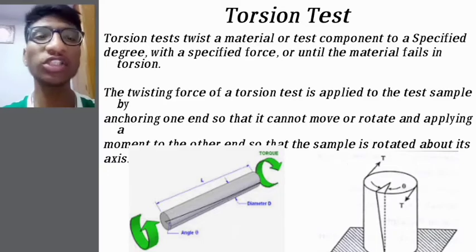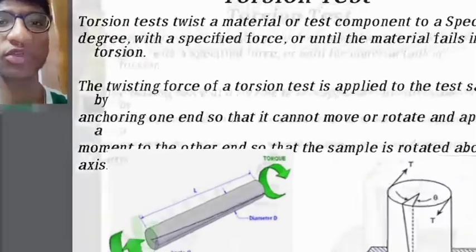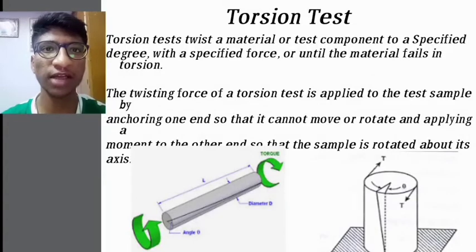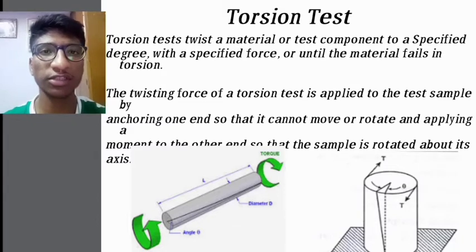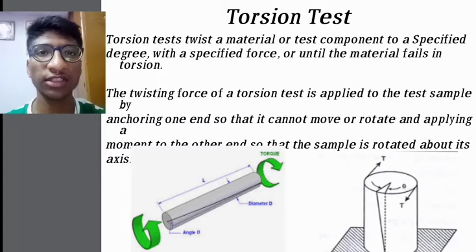So the torsion test comes under destructive tests. It means the specimen reaches its breaking or failure point. Testers test the material or specimen until the failure or breaking point, which is called a destructive test. We have many destructive tests, for example, tensile test, compression test, impact test, and torsion test.